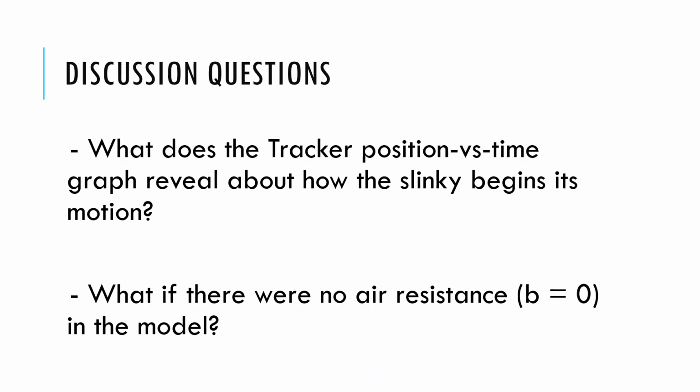And for question 2, what if the air resistance were removed from the model? Well, basically, eliminating air resistance would make the Slinky fall more quickly than what the Tracker data actually shows. With gravity as the only force, the motion would be like a true free fall, giving a steeper, faster dropping position curve. And the simulated positions would end up lower than the real measurement, showing that drag is needed to accurately match the observed motion.